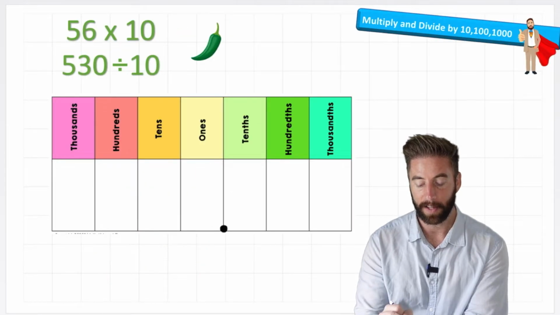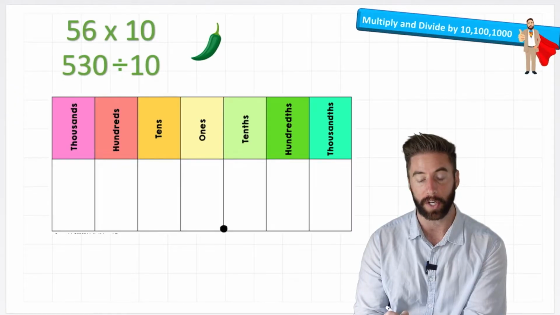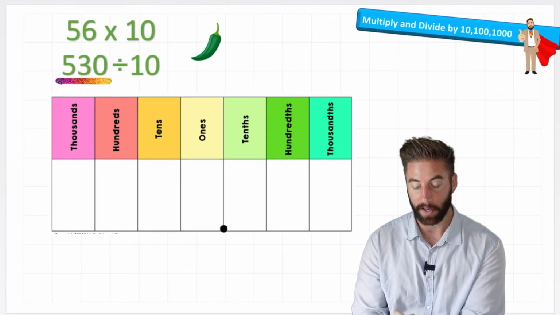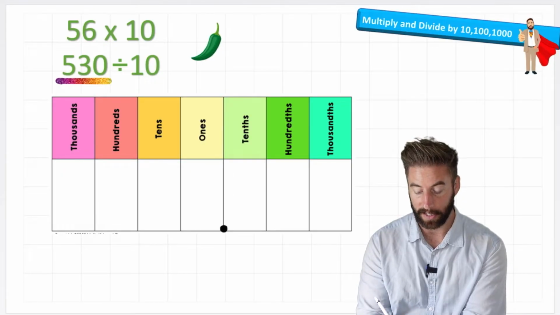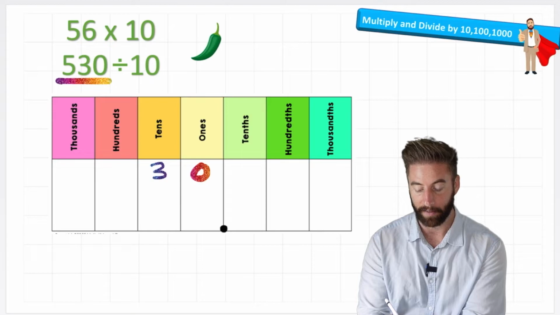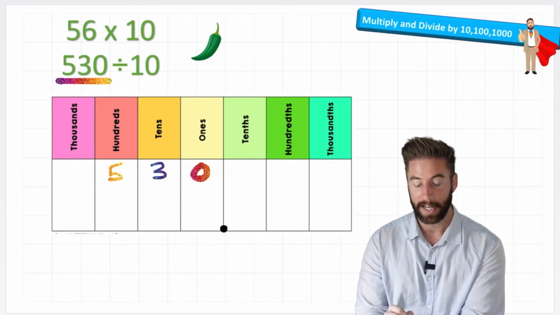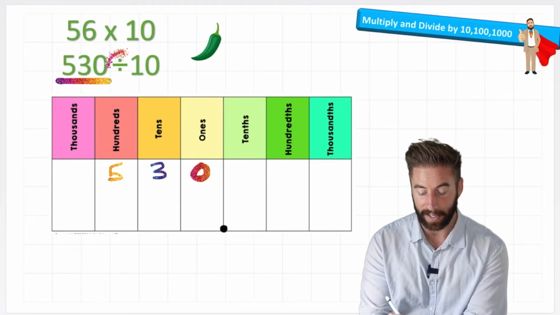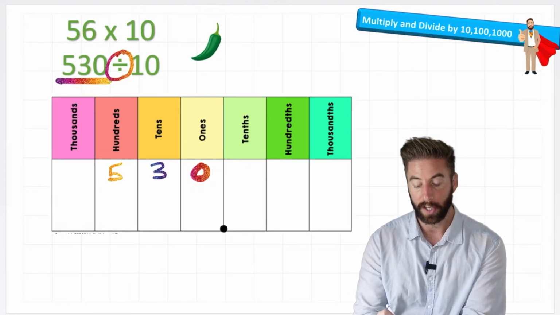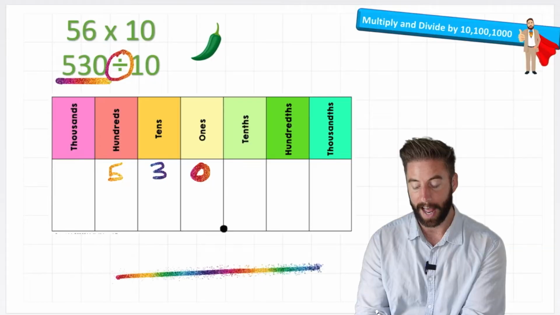Okay, let's see if this can help us with our division question. So now I have 530, and I'm going to put that into my place value chart again. 530 has 0 ones, 3 tens, and 5 hundreds. And this time I'm dividing it. And when we divide something, our number is obviously going to be getting smaller. So this time we're going to move down our place value chart, or to the right.